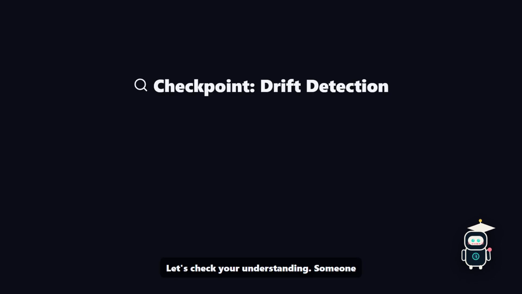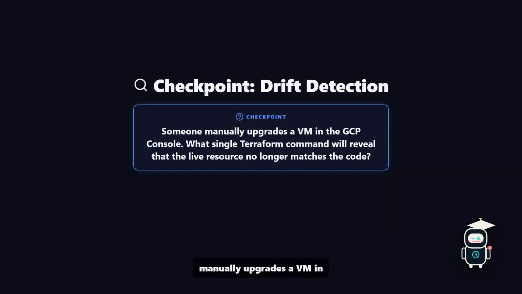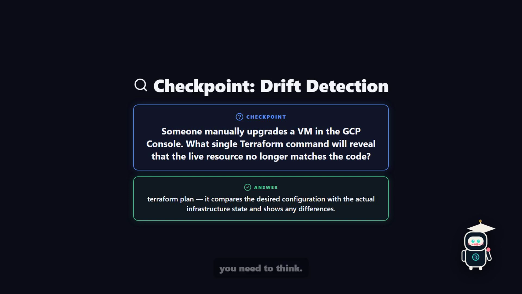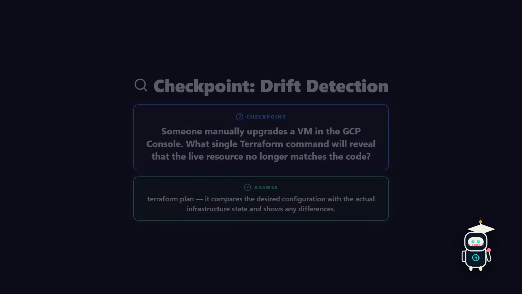Let's check your understanding. Someone manually upgrades a VM in the GCP console. What single Terraform command will reveal that the live resource no longer matches the code? Pause if you need to think.